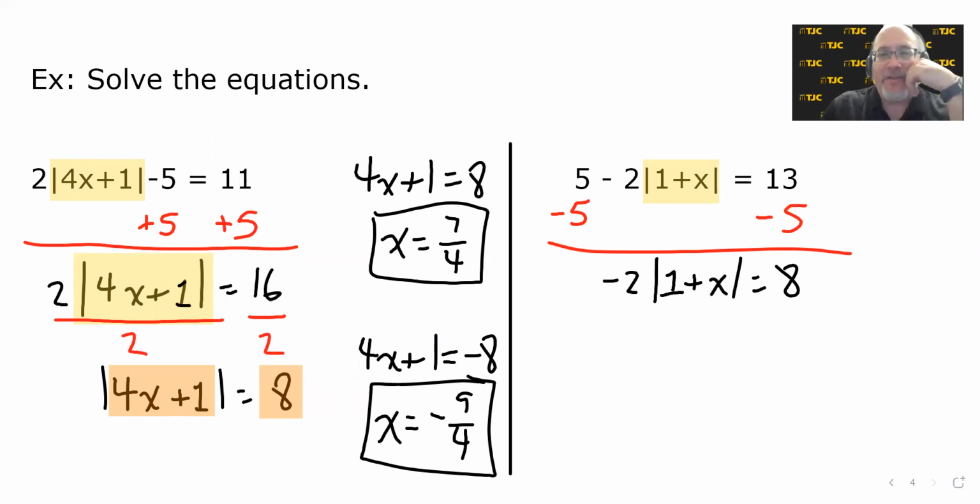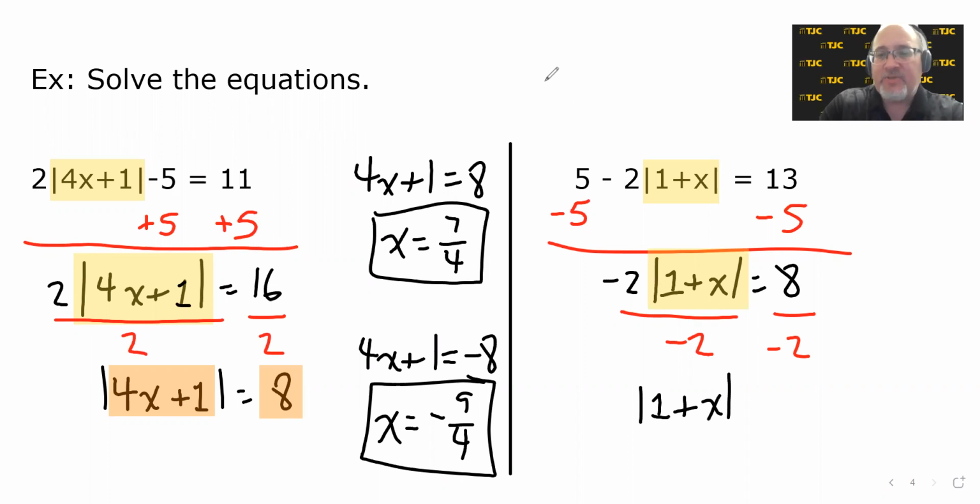Have we isolated the absolute value yet? We have not. It still has a negative 2 multiplied in front of it. Well, I know how to get rid of things that are multiplied. You divide. So we'll divide both sides of this equation by negative 2 to cancel the negative 2 in front of the absolute value of 1 plus x. On the left, that would leave us just the absolute value of 1 plus x. On the right, we get 8 divided by negative 2, which is negative 4. And now we've got our basic absolute value equation, meaning that we have the absolute value of an expression, absolute value of 1 plus x equals a number, negative 4.